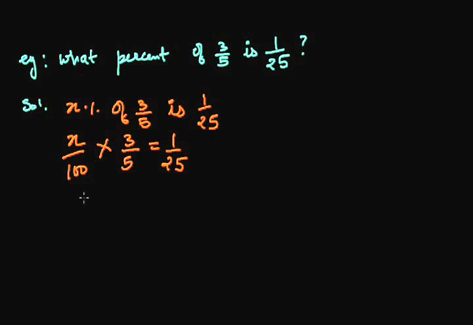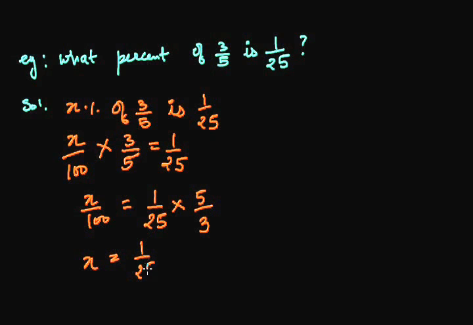Now we know how to solve this. X by 100 is equals to 1 by 25 into, since 3 by 5 was multiplying here, when we take 3 by 5 to the other side of the equation, it will divide, or we can say we will multiply by the reciprocal of 3 by 5, that is 5 by 3. Now x will be equals to 1 by 25 into 5 by 3 into, since 100 was dividing x, therefore it will be multiplied here. Now we can solve this.